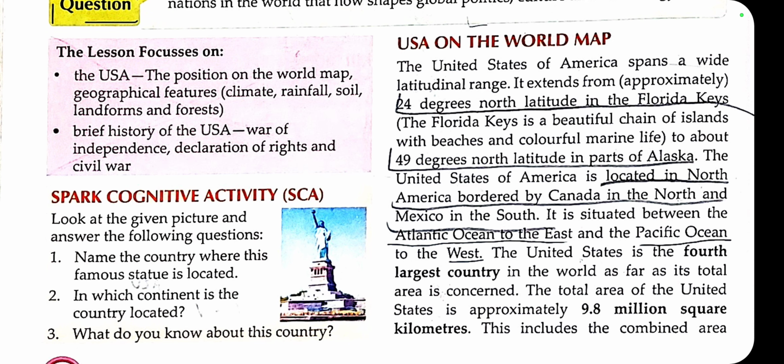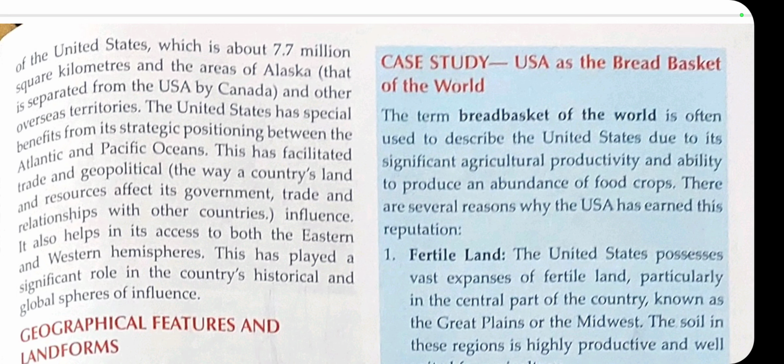United States is the fourth largest country in the world as far as its total area is concerned. We are using the word concerned because we are talking about the total area. The total area of the United States is approximately 9.8 million square kilometers. This includes the combined area of the USA, which is about 7.7 million square kilometers, and the area of Alaska, that is separated from USA by Canada, and other overseas territories.